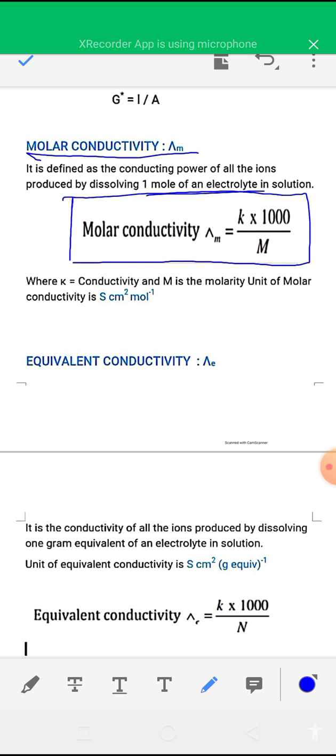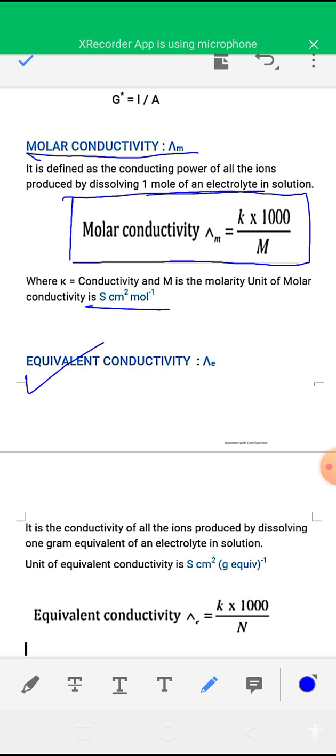So molar conductivity, lambda m, has a relation with normal conductivity, that is K. The relation is lambda m is equal to K into 1000 divided by M, where M is the molarity of the solution. And the unit of molar conductivity is Siemens centimeter square mole inverse.